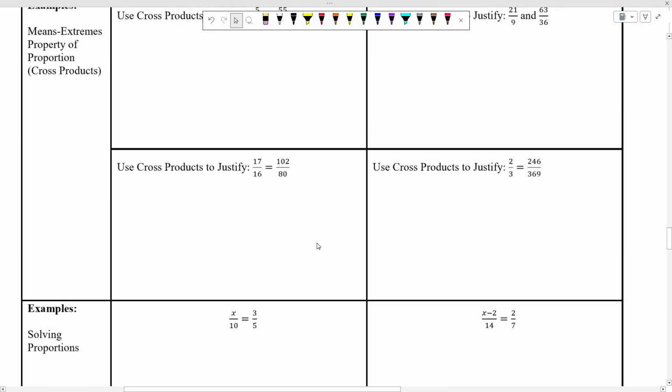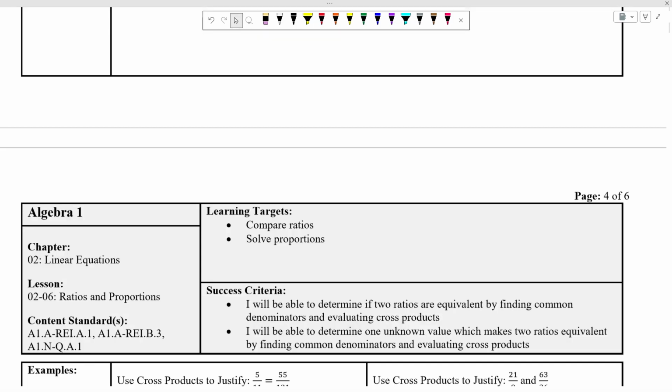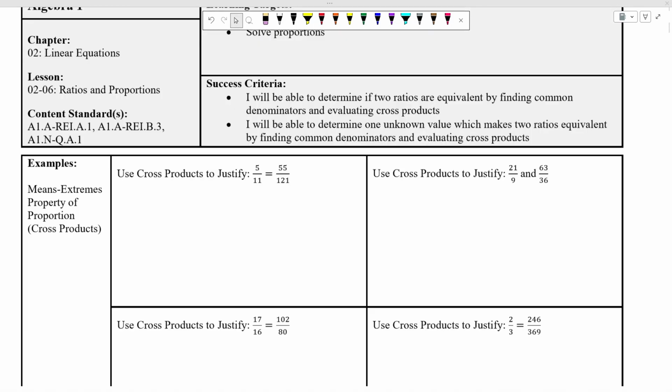Let's talk about a few more problems here. Now that you understand the basis, let's do a few examples. Let's use cross products, because it might be simpler for you to do so. So let's try that here and see if it makes sense.